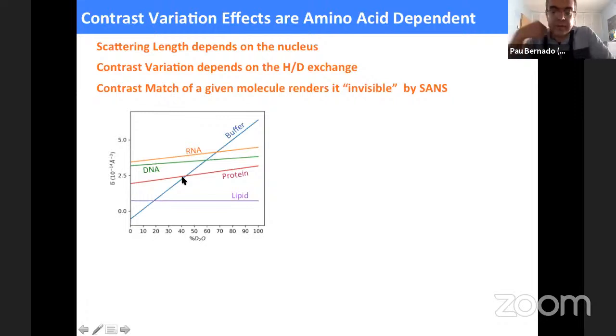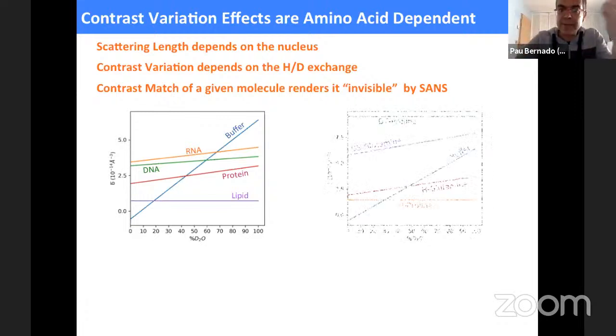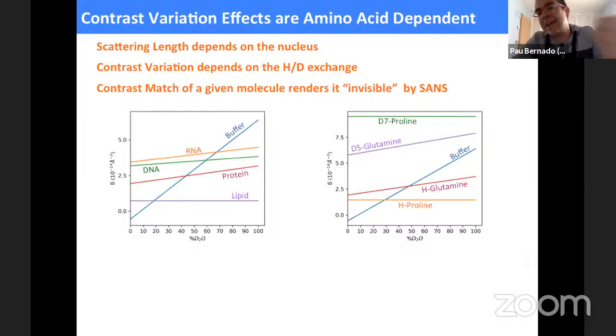If we think more deeply on that, we can go to the amino acid level. In fact, all amino acids will have a different plot of scattering length density. And we see, for instance, here that glutamine and proline protonated can be contrast matched, while the deuterated ones cannot. Another interesting feature is that proline doesn't have any kind of exchangeable proton, therefore remains flat along this plot. So this is the first point.